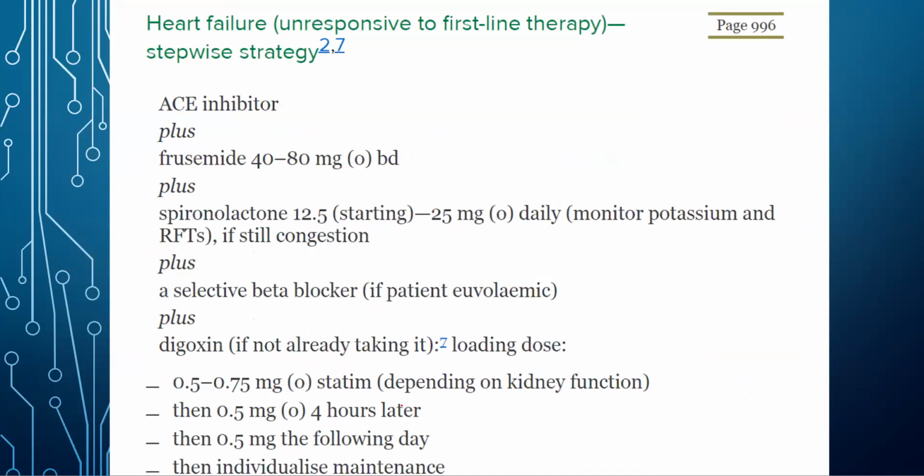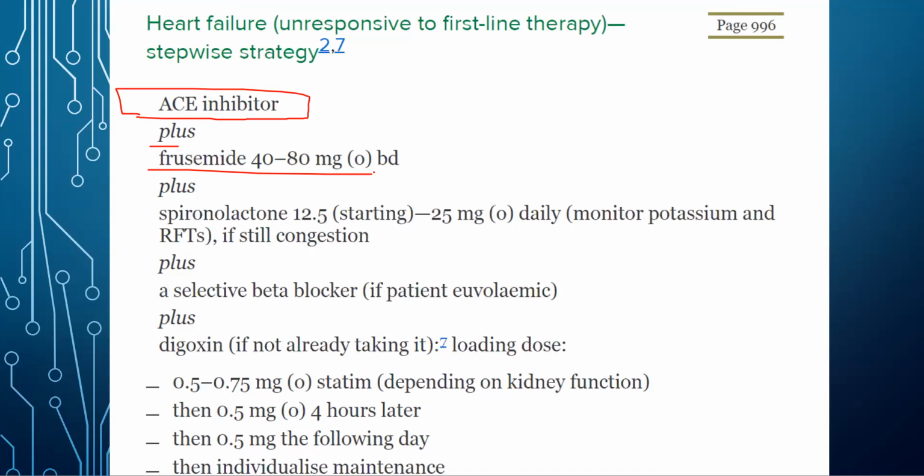Now come to the management of heart failure. Starting with the systolic heart failure management. So for someone who is having heart failure, the stepwise treatment should start with ACE inhibitor first. So always, any patient having heart failure, like a systolic heart failure, it should start with ACE inhibitor or ARB first. With that, you can use furosemide.